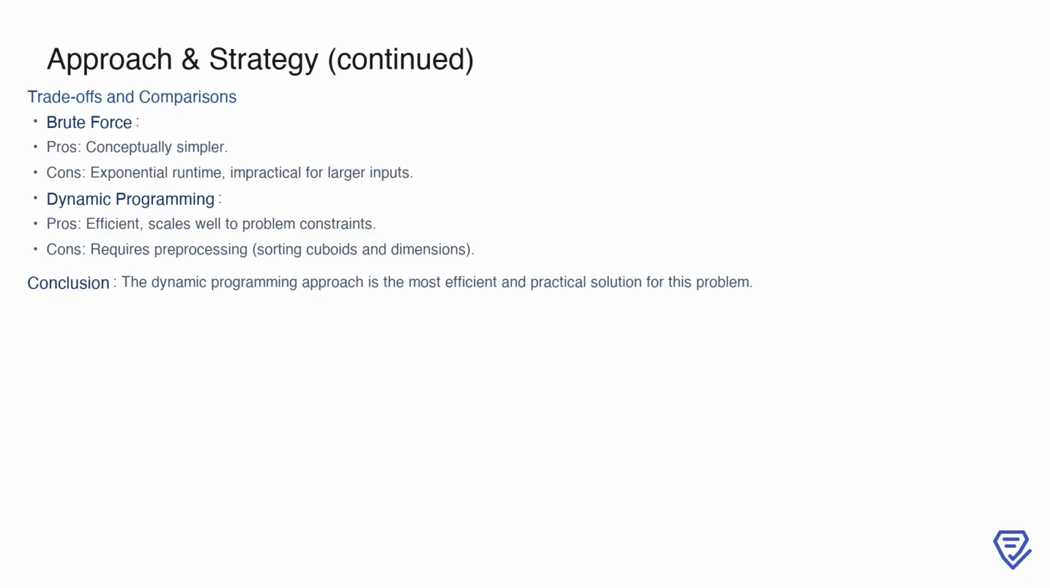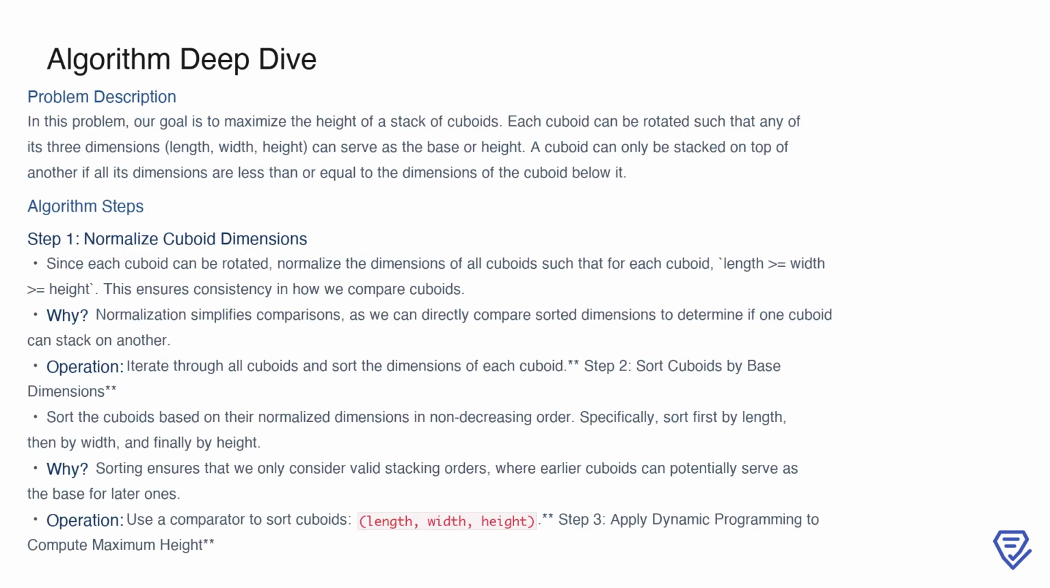In conclusion, the dynamic programming method stands out as the most practical and efficient solution. It leverages sorting and well-established techniques to deliver a result that is both optimal and computationally feasible, addressing the limitations of alternative approaches. In this problem, we aim to find the maximum height of a stack of cuboids.